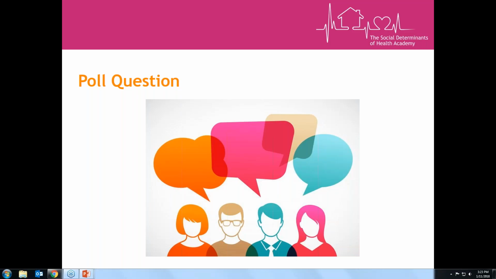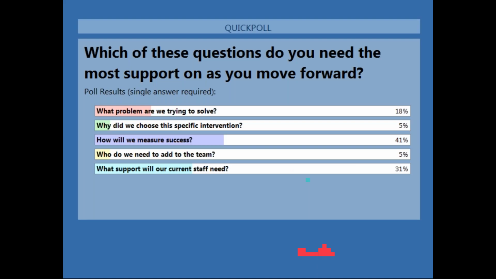Okay, me too. All right, so we had 18% saying what problem we're trying to solve, 5% why do we choose this specific intervention, 41% how will we measure success, 5% who do we need to add to the team, and 31% what support will our current staff need.